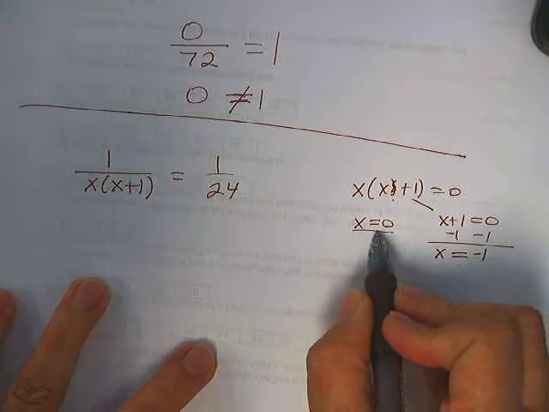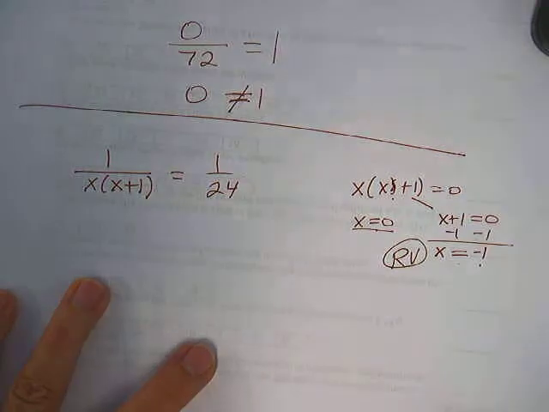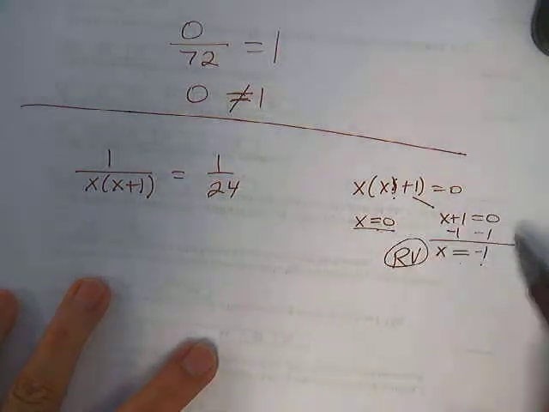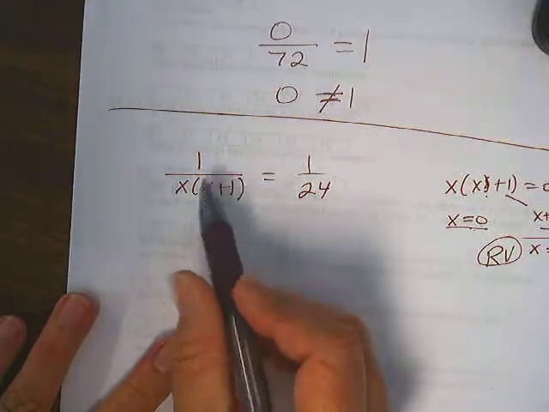So my restricted values are 0 and negative 1. And let's just label those so we remember. We cannot have x equal to 0 or x equal to negative 1. So let's come back to solving.